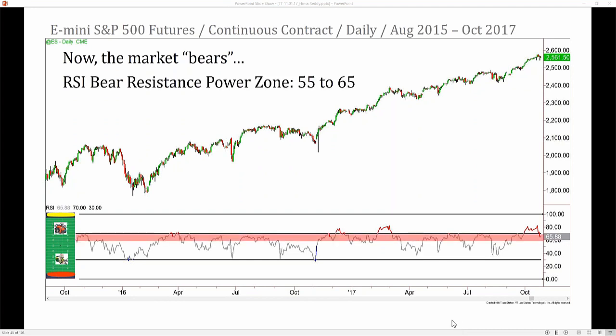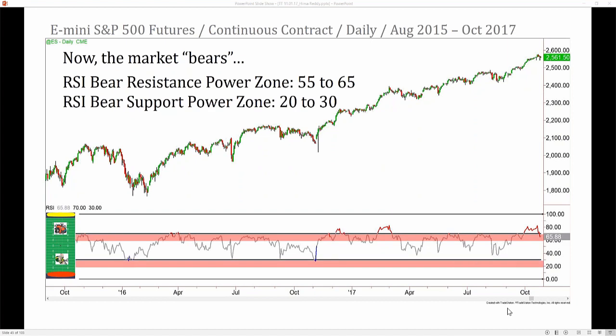On the RSI, I call these power zones. The bear resistance power zone is 55 to 65. Now, that's pretty close to 70, I understand, but we're talking about 55 as being the first place you might start to look for a topping pattern in price that aligns with resistance being found in a bear market. Okay, we're going to have plenty of examples to go through this, but these are the numbers. So bear resistance zone, 55 to 65. Bear support zone is 20 to 30. So obviously this includes the standard number 30 for oversold, but we're pushing the boundary down to 20.